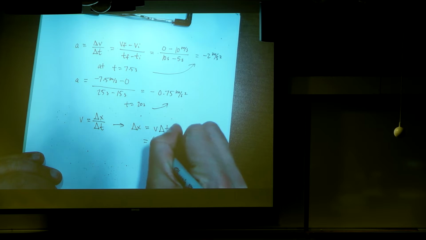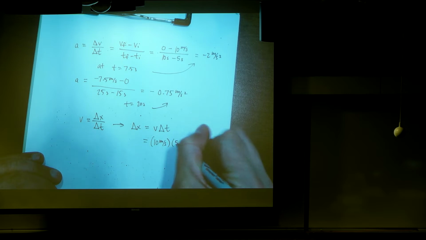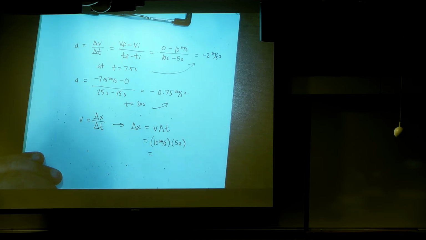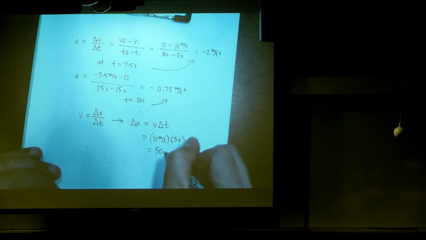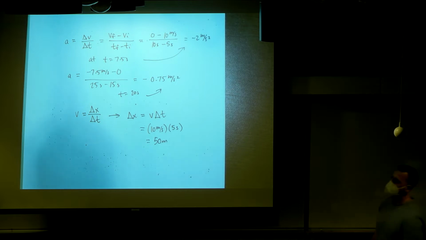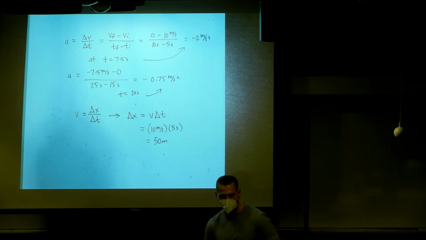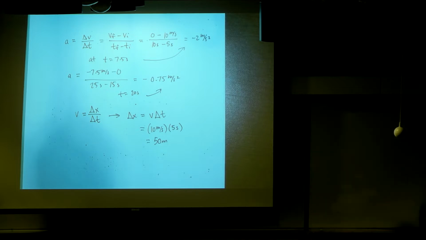And again, the velocity read from the graph was 10 meters per second, and it stayed there. And then our delta t was 5 seconds. So how far did we travel? 50 meters. Okay, so that's an example of just looking at a graph and trying to determine some aspects of the motion from it. All right, we need to know how to do that sort of thing.